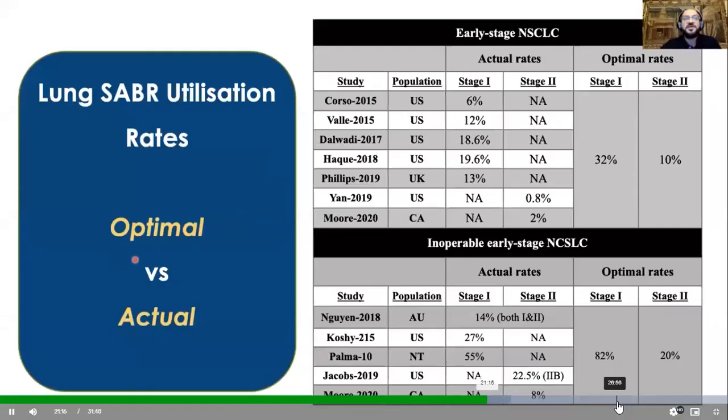And in here, you see we reviewed the practice pattern studies from different countries to find different estimates of actual utilization rates in different countries, including Australia. And you can see there's quite a bit of variation from 6 to 20%, for example, for stage 1. And then for inoperable stage 1, about from 14 to 55%. But as you can see, nobody is meeting the optimal utilization rates that we calculated.